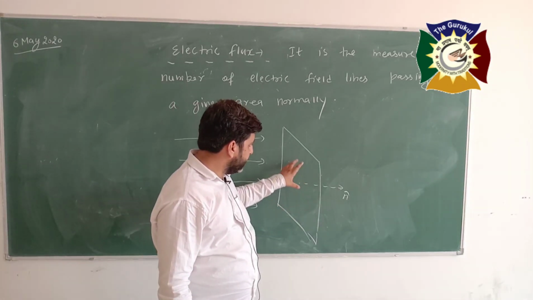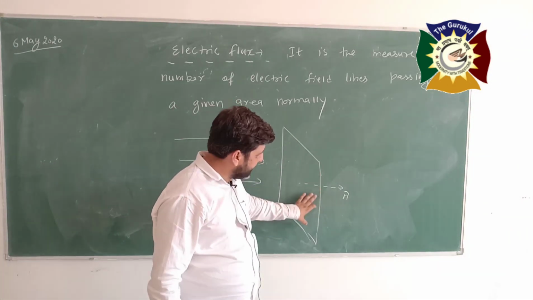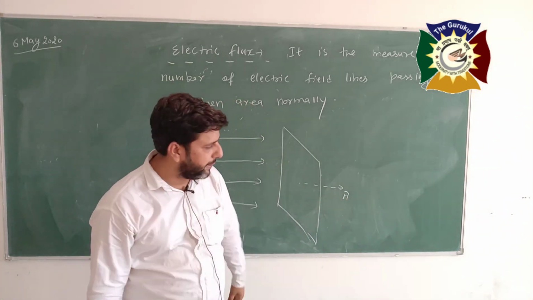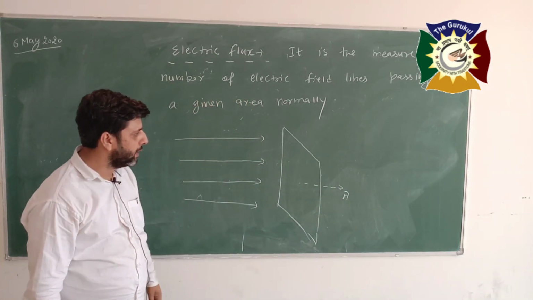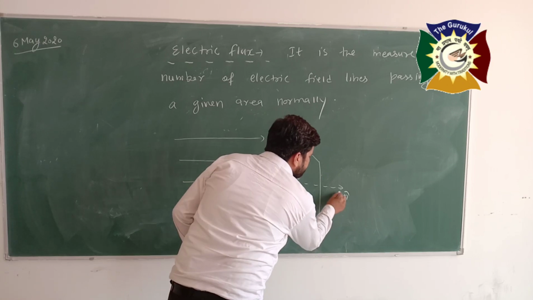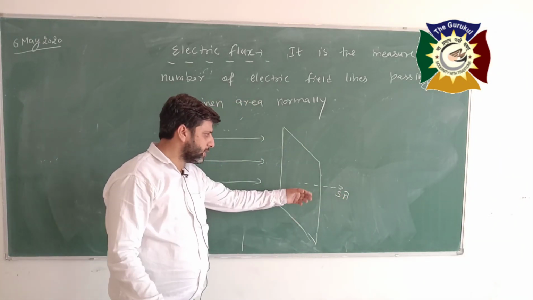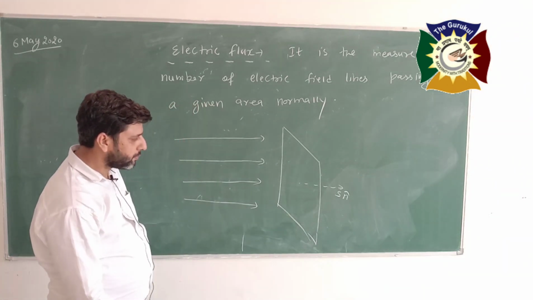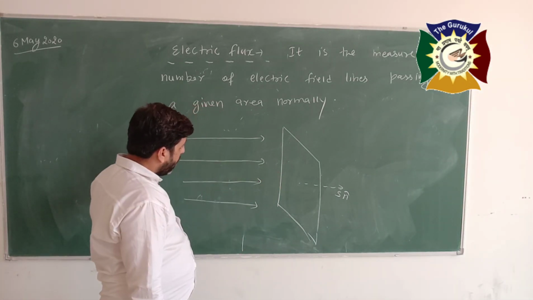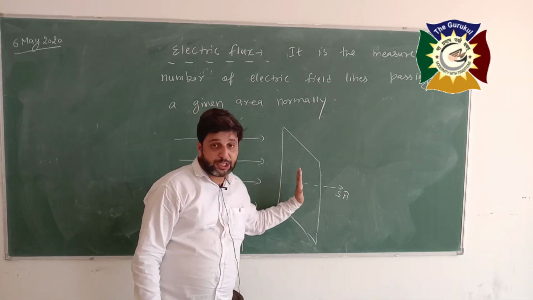And what will be the area vector? S n cap, you know. Okay, S n cap. Now listen, you can write it as S n cap, no problem. This vector is S n cap. N cap is the unit vector in this direction, and S n cap is this. So how many electric field lines will cross this normally?